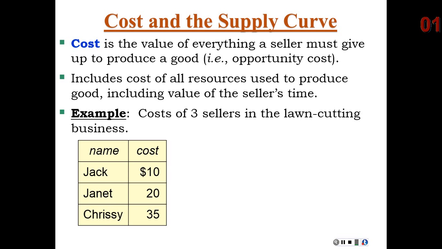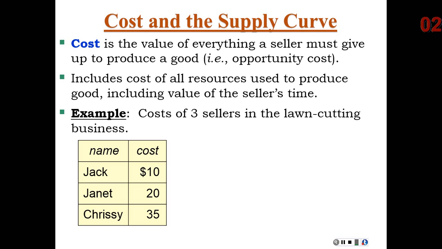And you might think, well, what could drive the differences in those costs, right? Well, we're probably assuming that they all do roughly the same job and they all do equally well at that job cutting the lawn, and they all have roughly the same equipment. Now it is possible they might have slightly different equipment. Jack might be slightly more efficient, Chrissy might be slightly less efficient. Something else driving these differences in costs might be their opportunity cost, right?